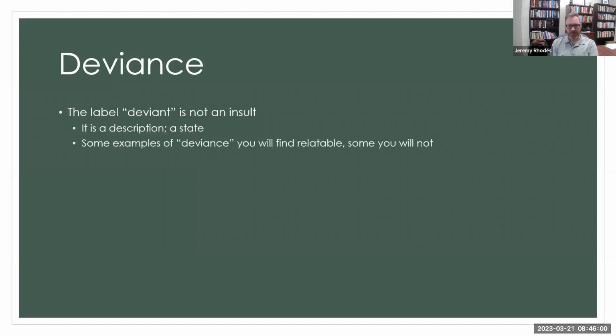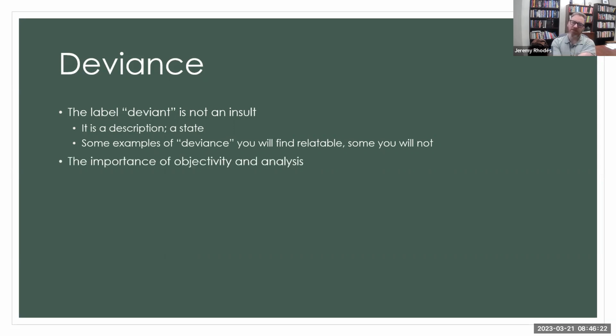There are some examples of deviance that we'll talk about in this class that you will find relatable, and some you will not. There are some examples of deviance in this class that you will have a kind of moral objection or reaction to, and some that don't even show up on your moral radar at all. So the study of deviance does not inherently involve moral systems, but it sometimes does.